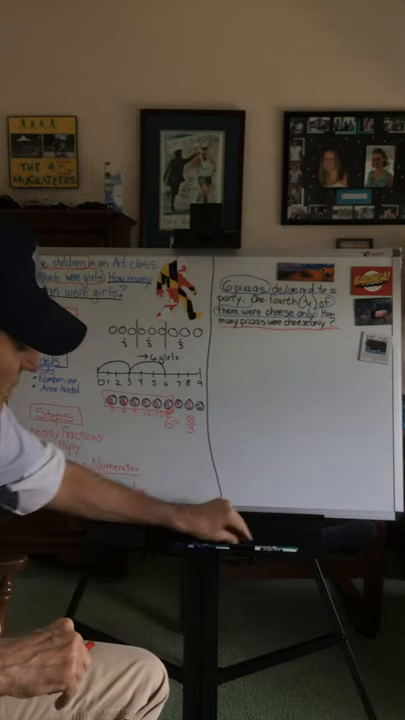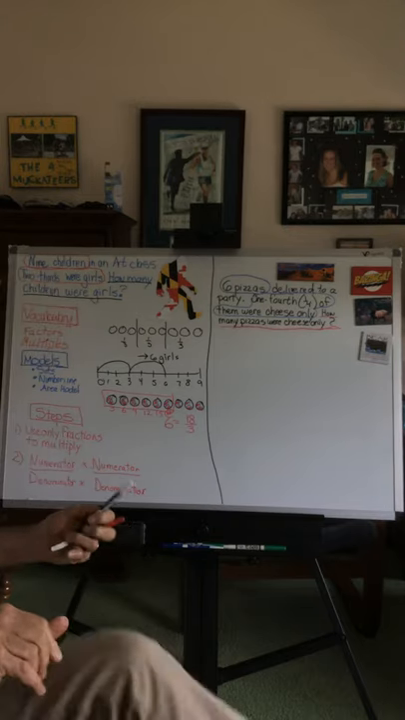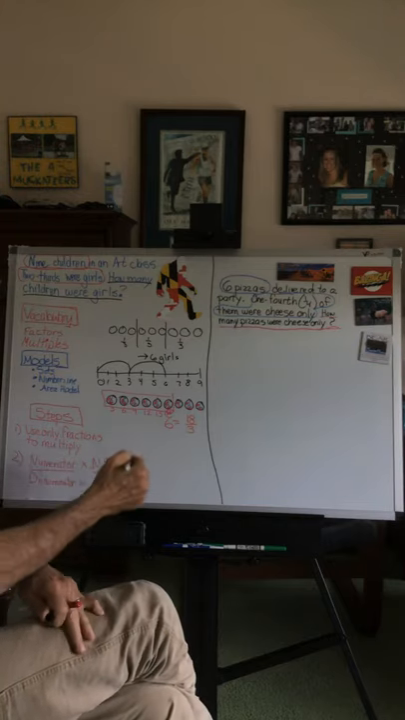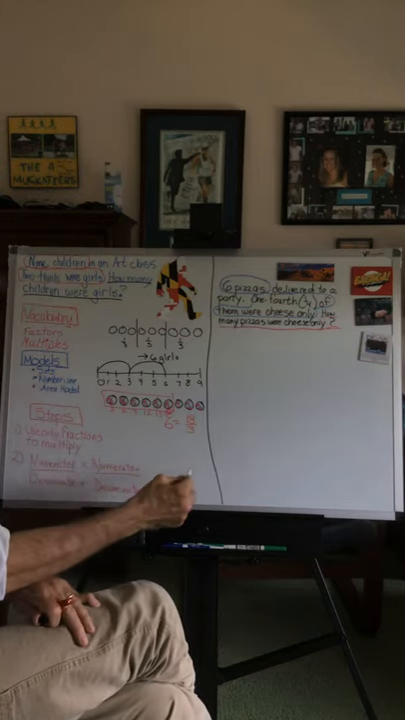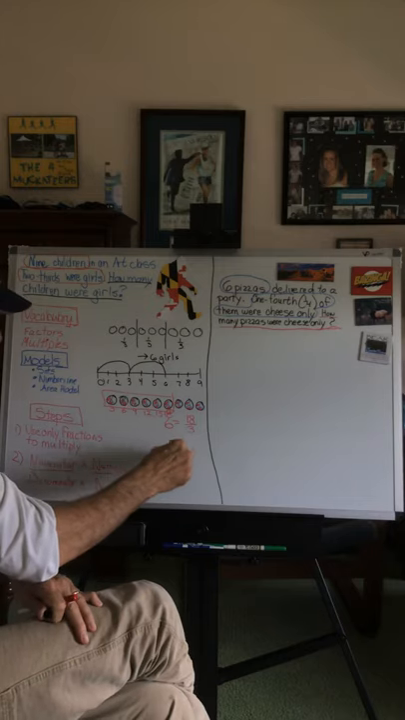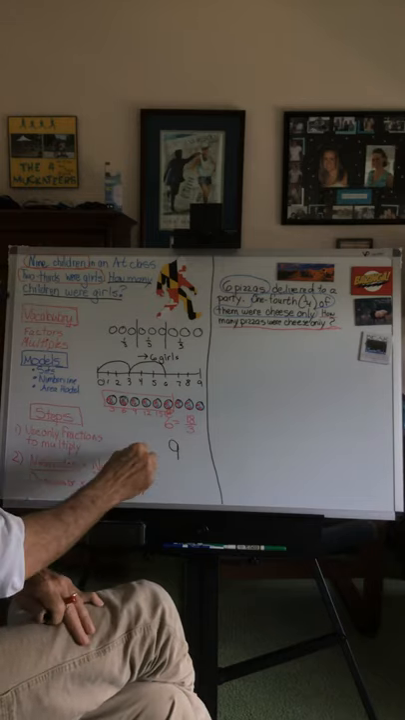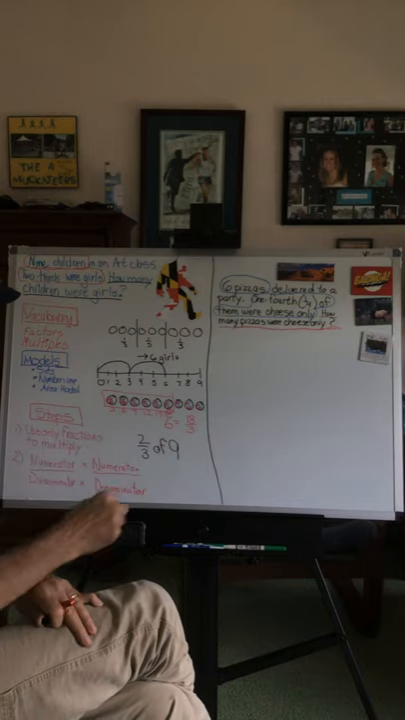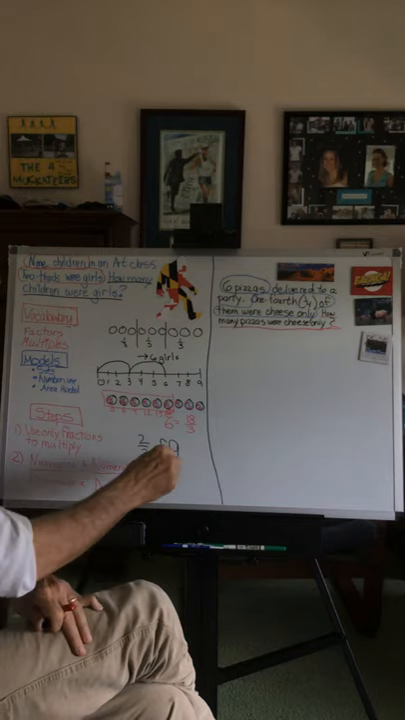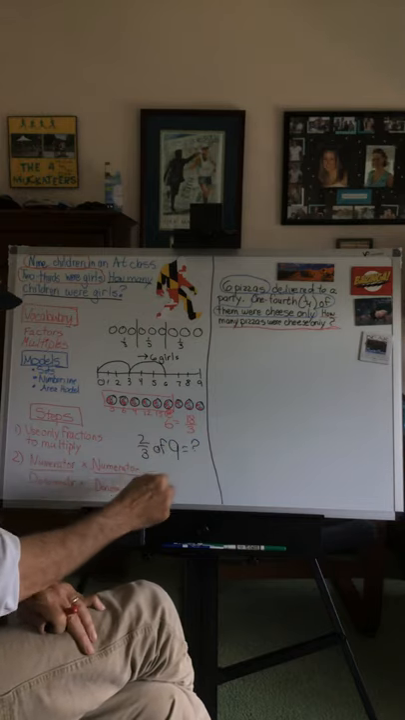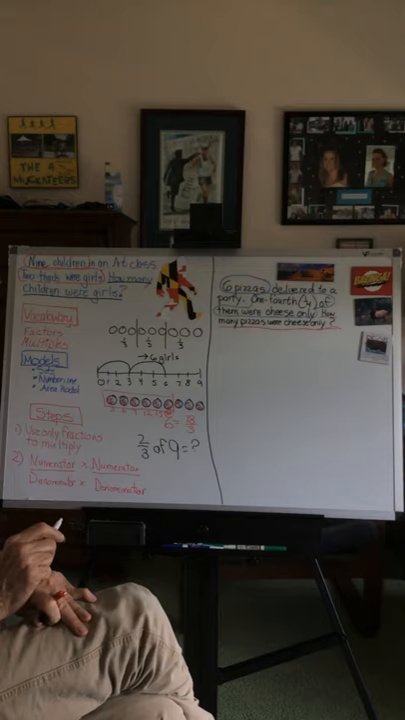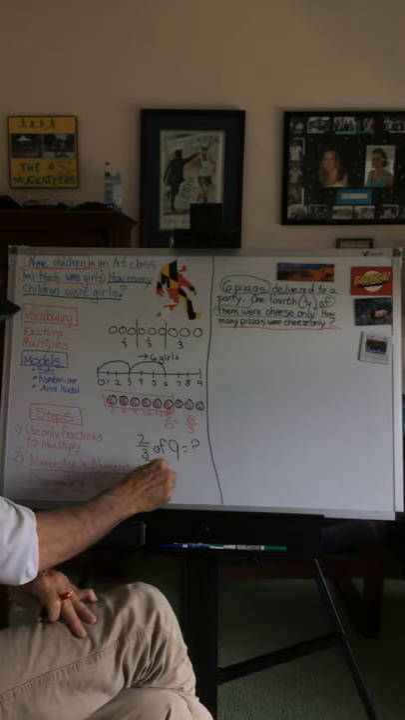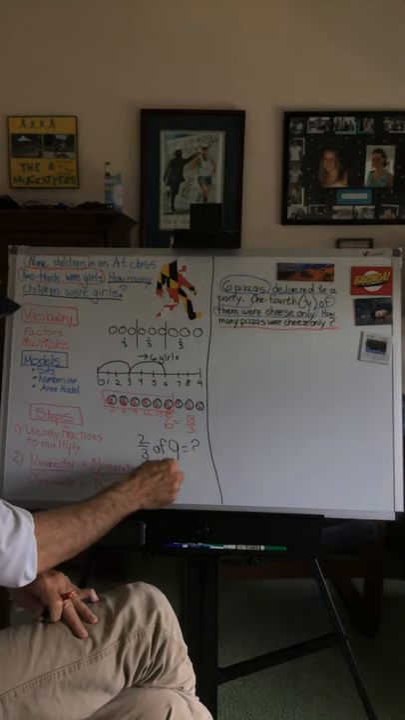Is there another way? Yes, there is. And let's see if it works. We're going to take a look at our problem, and we're working with a group of 9. And we want 2/3. We want to know what 2/3 of that group is. We don't know that yet. Well, in math, you can start to associate 2/3 of 9 as 2/3 times 9.